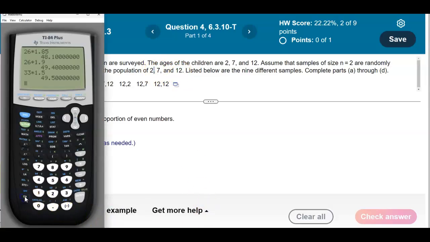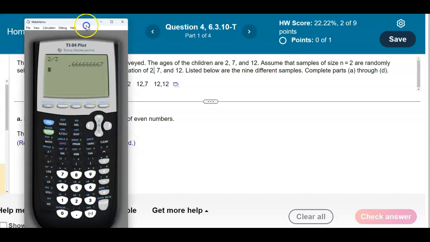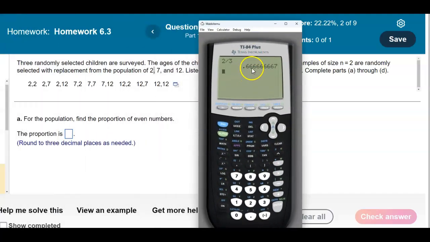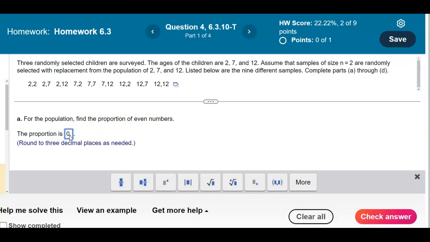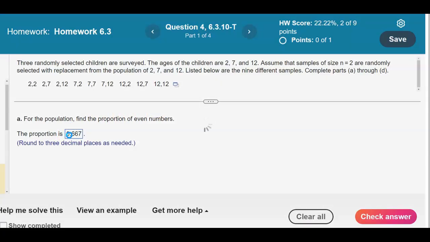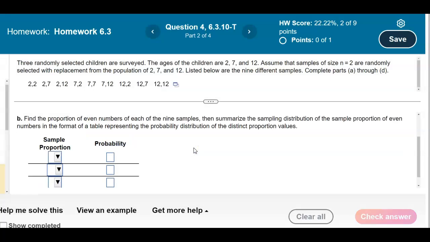So we're going to say, okay, let's take 2, which is the even numbers, out of 3. And that gives us 0.6666 all the way to 7. So we want to round this to 3 decimal places, so it's going to be 0.667. So 0.667, and there is our result.